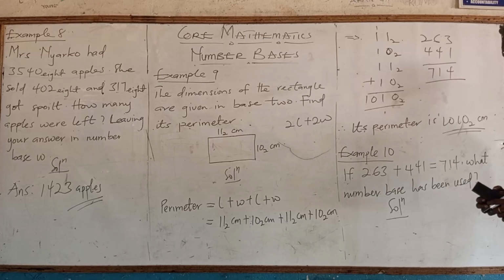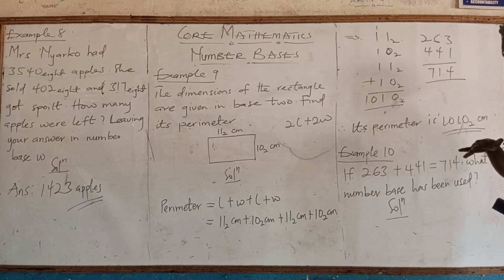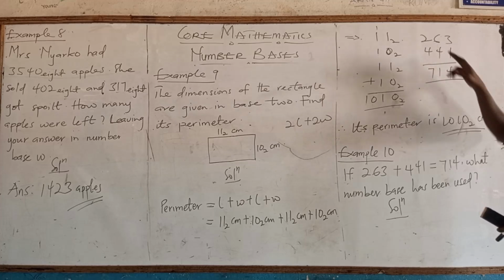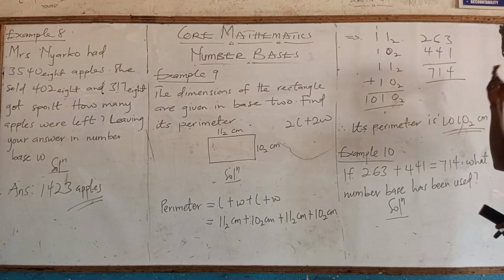So let's see something. When I add this to this, I get that. It works for base 8, base 9, and the remaining bases. Then when I add this one to this one, I'm supposed to get 10. But if it is base 10, after 10 I have to write 0 here. So we are not in base 10.